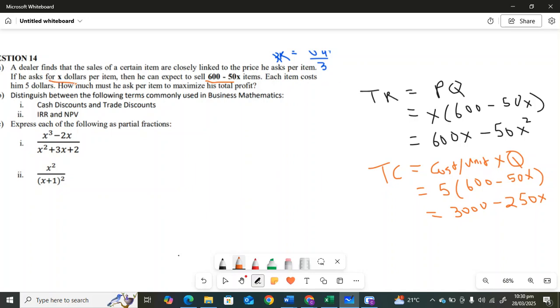X is the selling price. Yes, he asks for X dollars per item, so that's the selling price per unit. Any other questions?